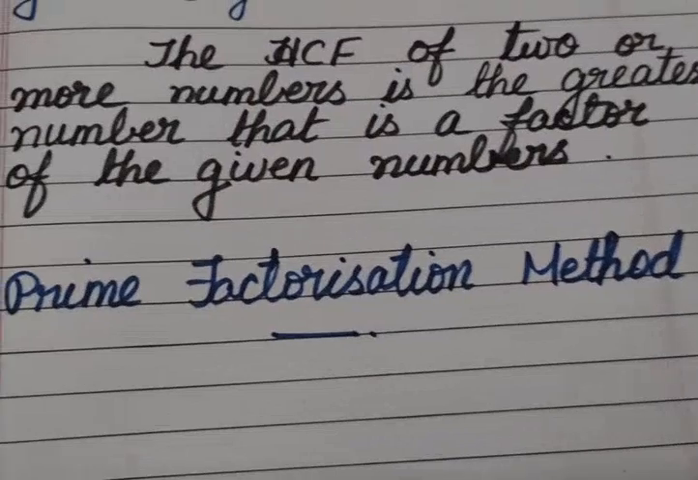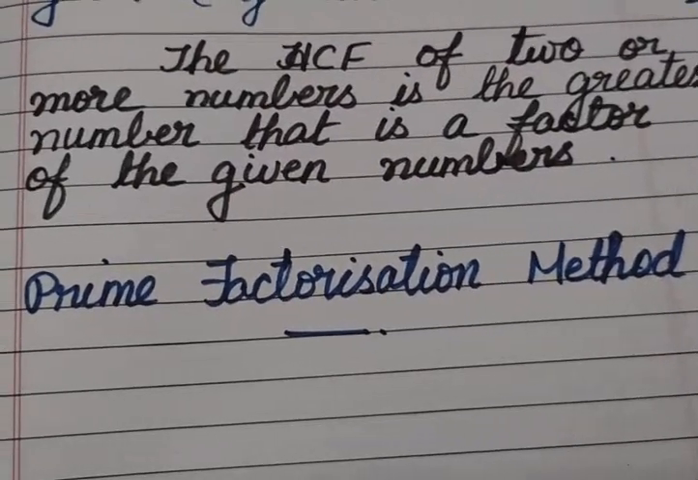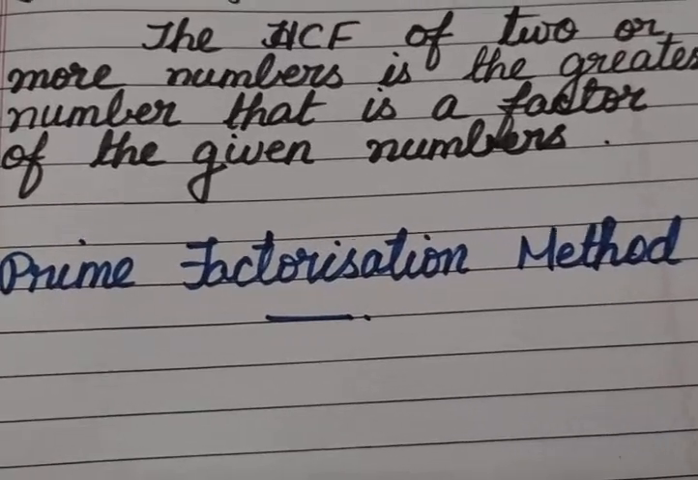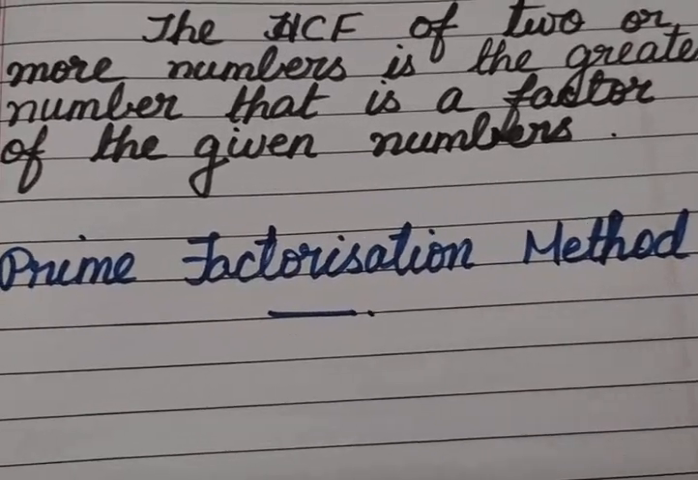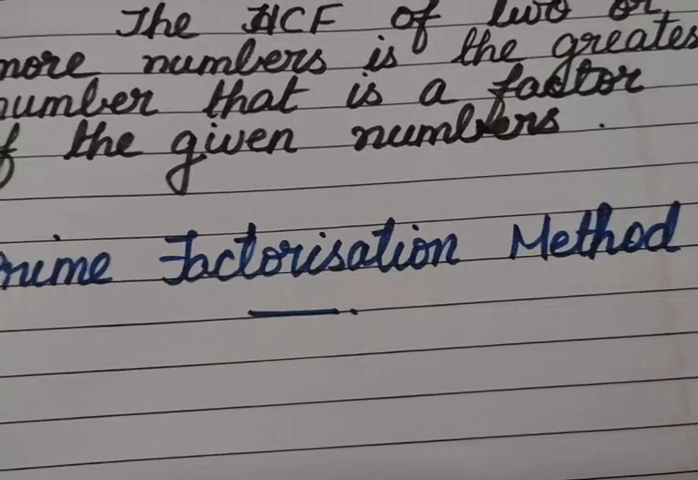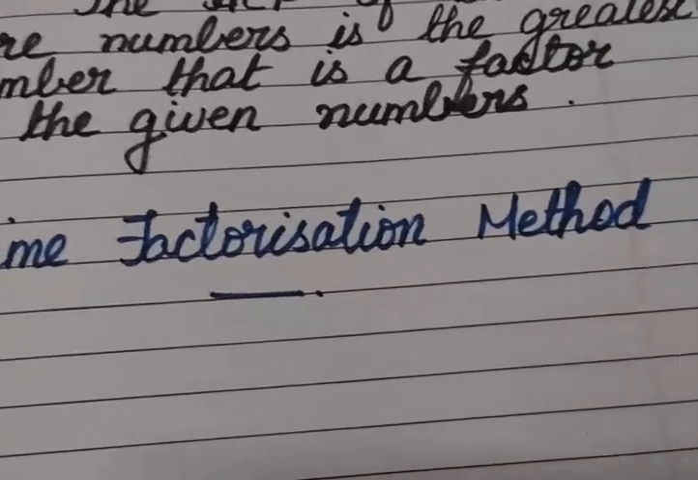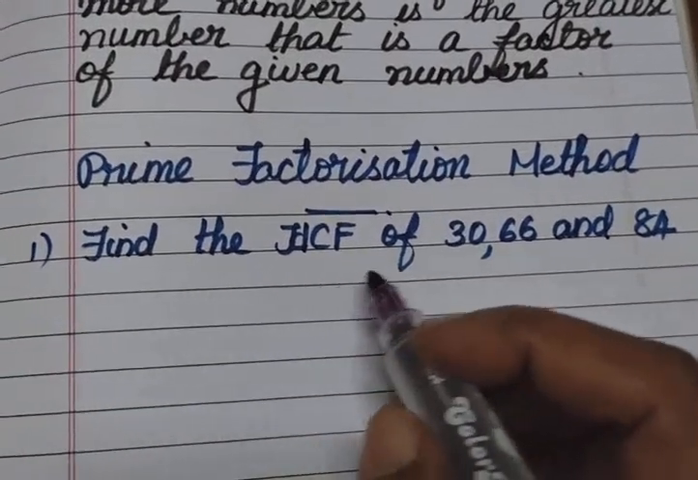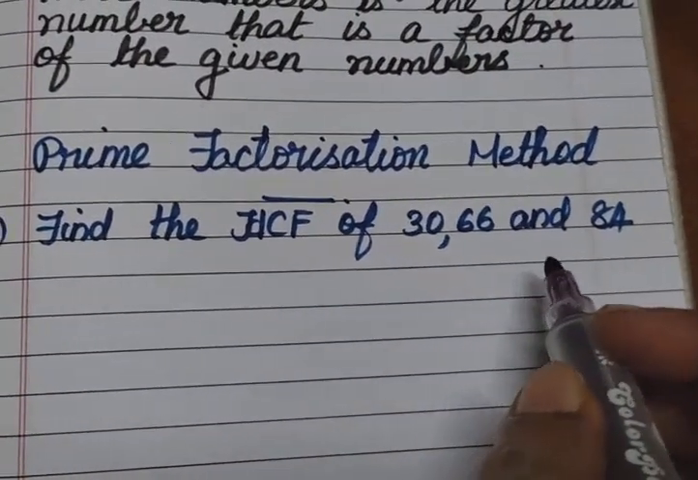Children, in many ways we can find HCF, but first, let's see how we can find the HCF using the prime factorization method. Look at the first question. Find the HCF of 30, 66 and 84.